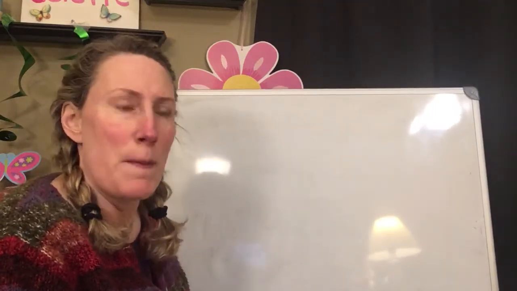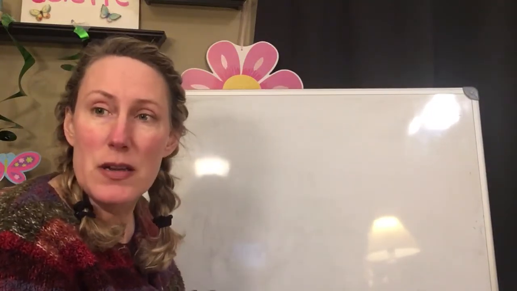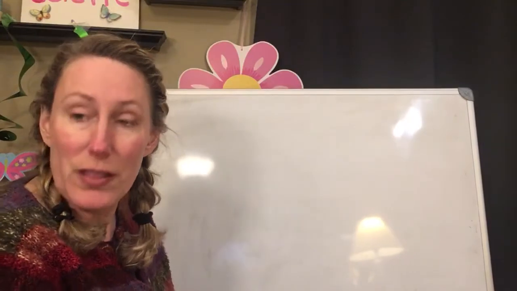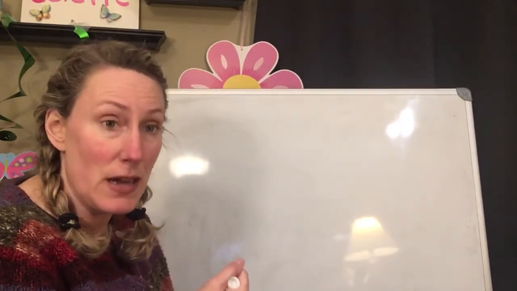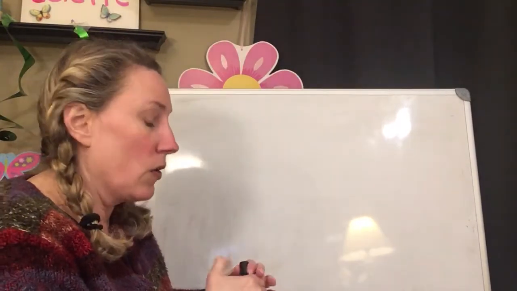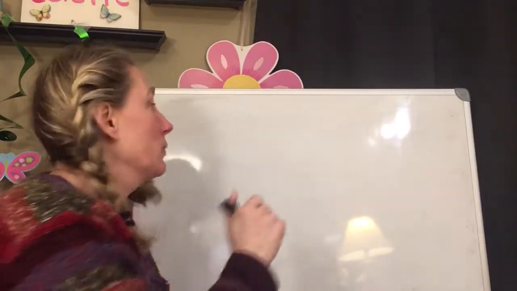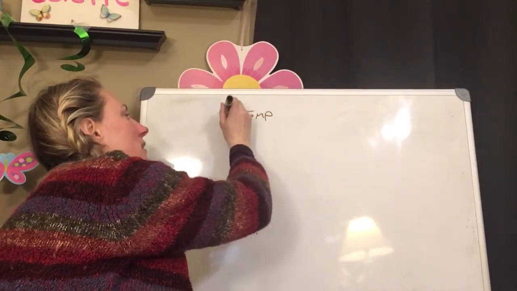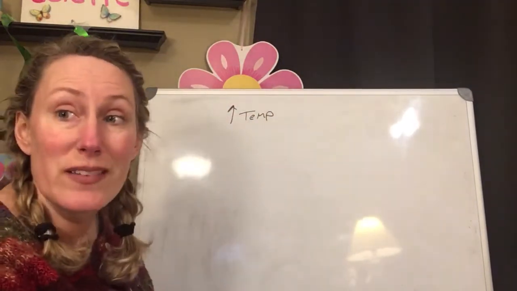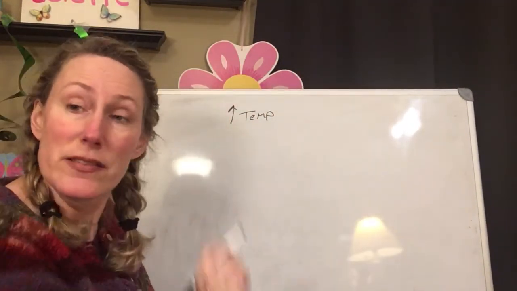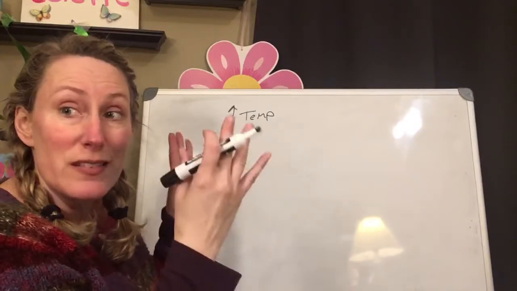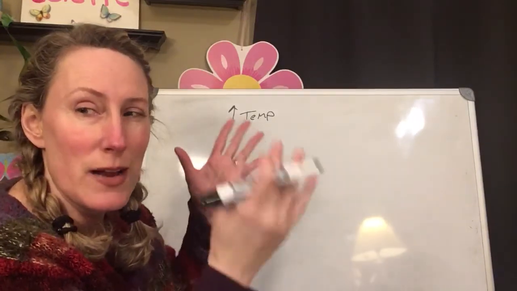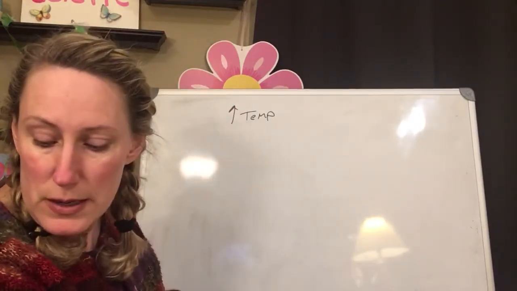So from our amazing experiment, what did we learn? We learned that there's some things that can speed up a reaction. The main thing that speeds up a reaction is temperature. As you increase the temperature, your rate will go really fast. So if you want something to go really fast, you heat it up. If you want something to slow down, you can cool it down.